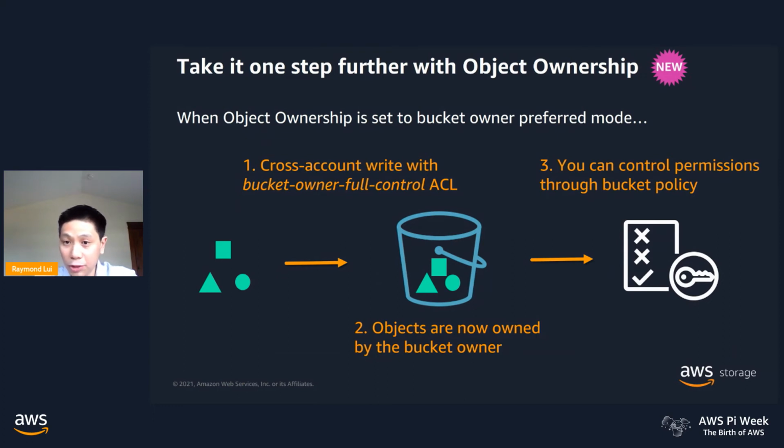Here, once you set object ownership to Bucket Owner Preferred, when an external user writes data with the bucket owner full control ACL, the data will be automatically owned by the bucket owner. This allows you, as the bucket owner, to standardize object ownership within your bucket. It also allows you to control permissions and share the data with external accounts through the use of bucket policy.